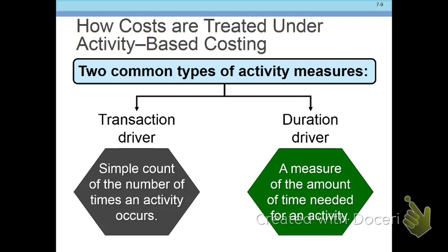Now, there are two different types of drivers. Okay, one is a transaction driver for the number of transactions or the number of things that occur, and then another one is a duration for how much time is needed.